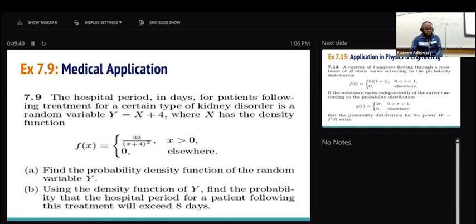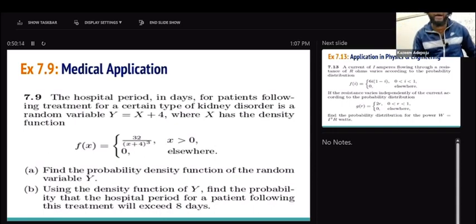When you figure this out, I'm going to write the answer again. You can confirm that if you get it right. Okay, for the medical one, 7.9, the g of y is 32, where y is greater than 4, and B, the probability of y greater than 8. Your final answer is going to be 1/4. You can check that if you get it right.